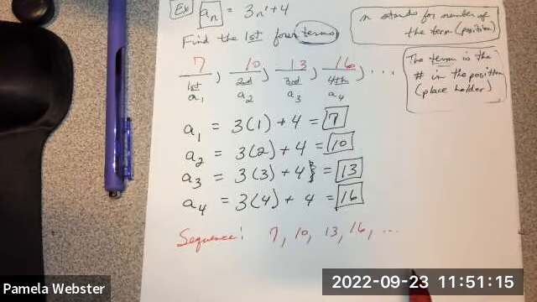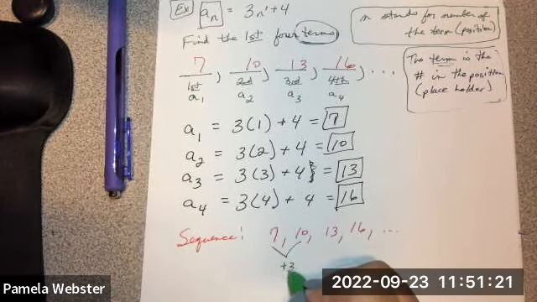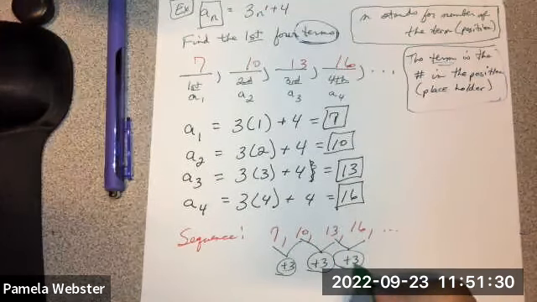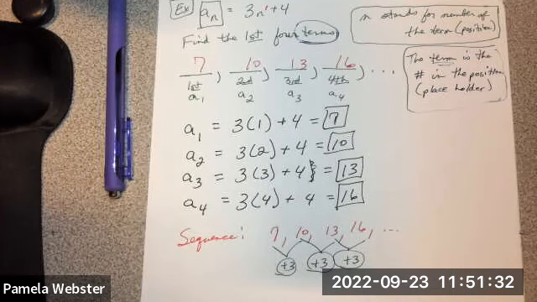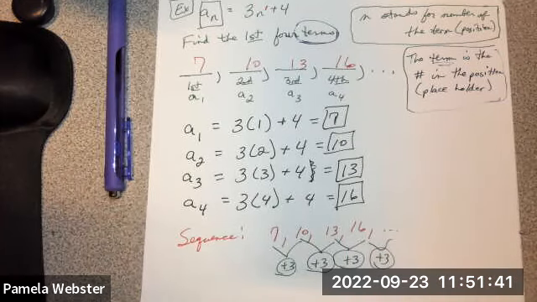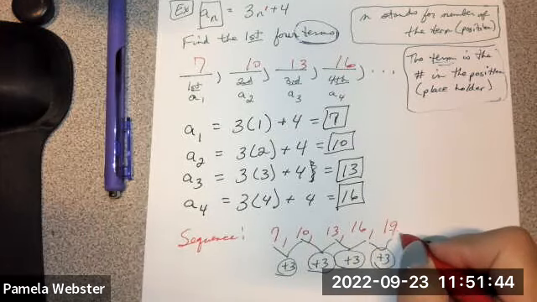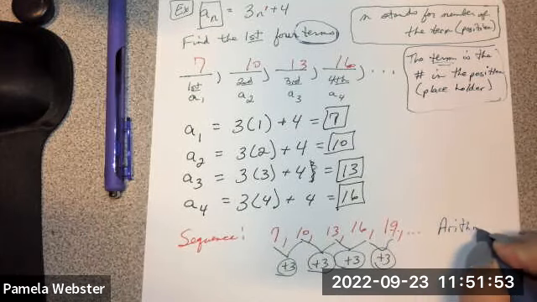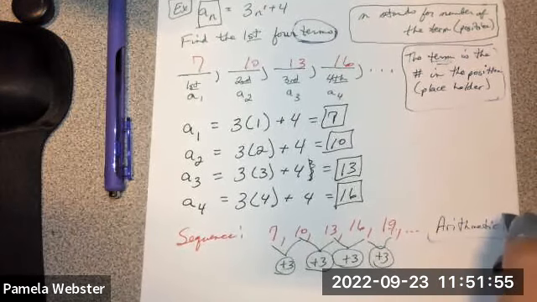But now that I've got my sequence listed out like this, now I'm thinking, hang on a second. 7 plus 3 gives me 10. 10 plus 3 gives me 13. And 13 plus 3 gives me 16. So it looks like I'm adding 3. And if I'm adding 3 to get each term, then the next term would be 19, and so on and so forth. So if I'm doing that, then this guy is arithmetic, because my pattern is to add 3, right?